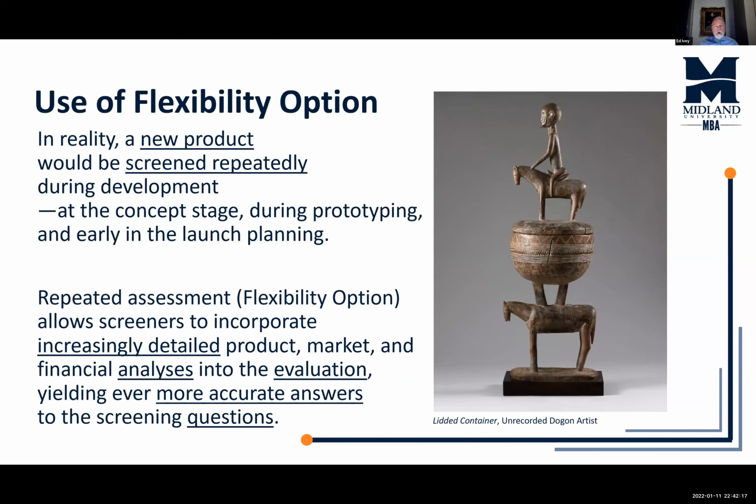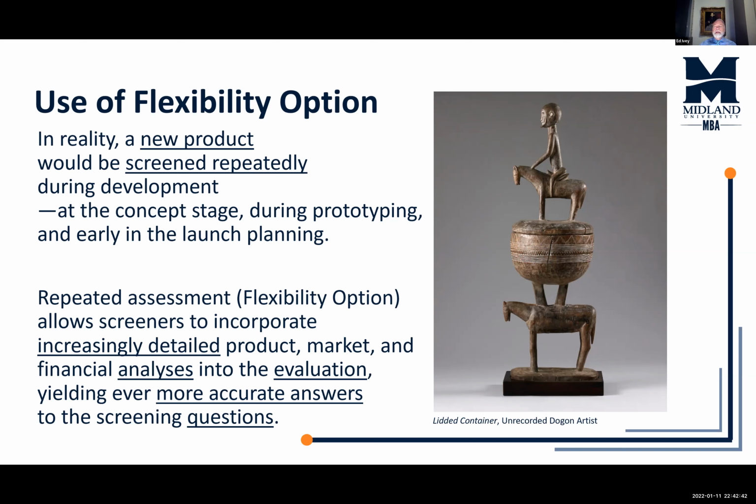So with our flexibility option, again, a new product is going to be what? It's going to be screened repeatedly during development. It's going to be screened at the concept stage. It's going to be screened at the prototype stage. It's going to be screened once you launch it. So again, we're looking at those individual stages. And so repeated assessment allows us to what?